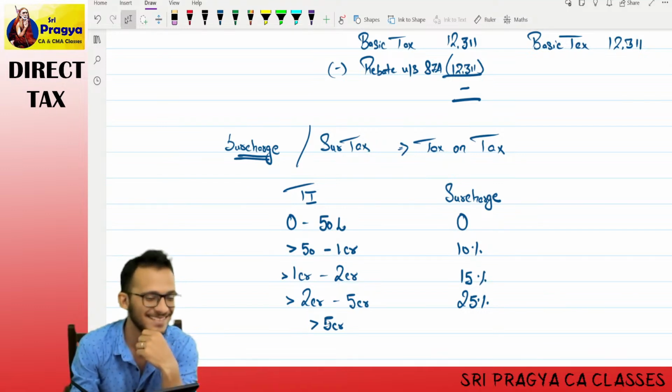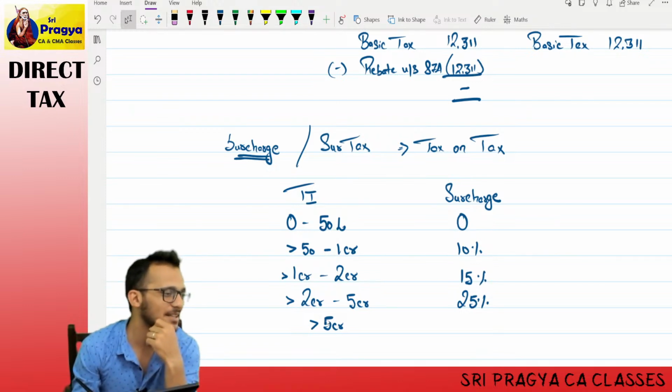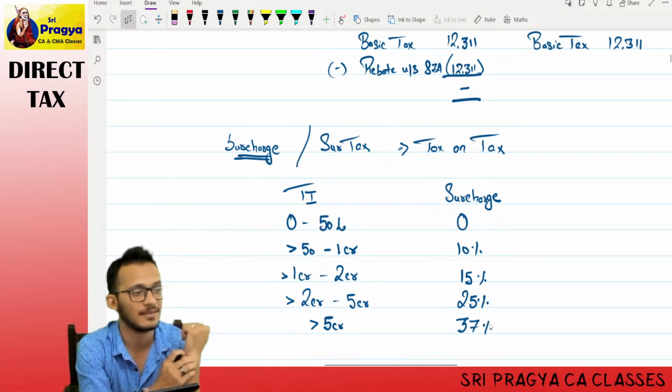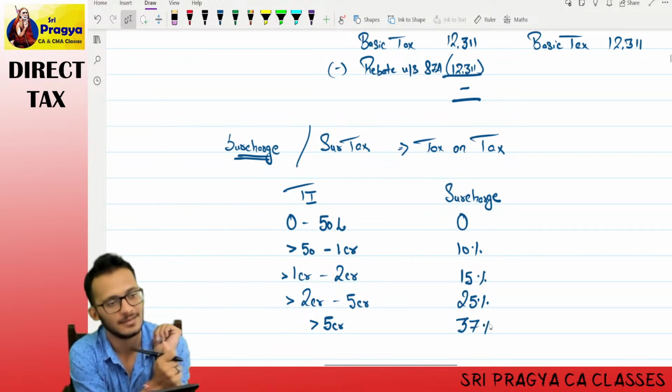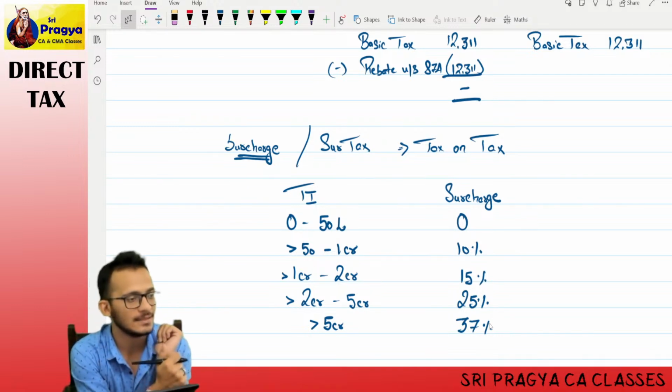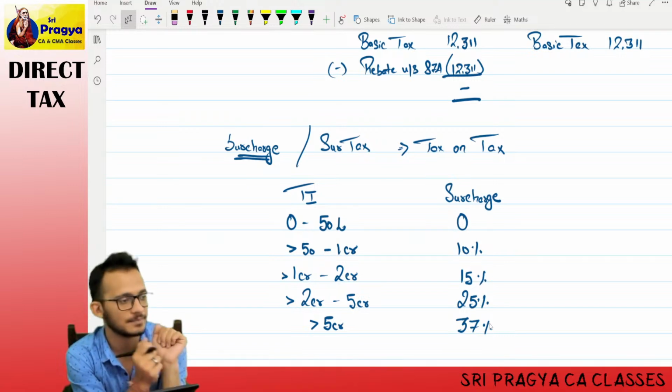If you are found to be more than 5 crores, surcharge is 37%.